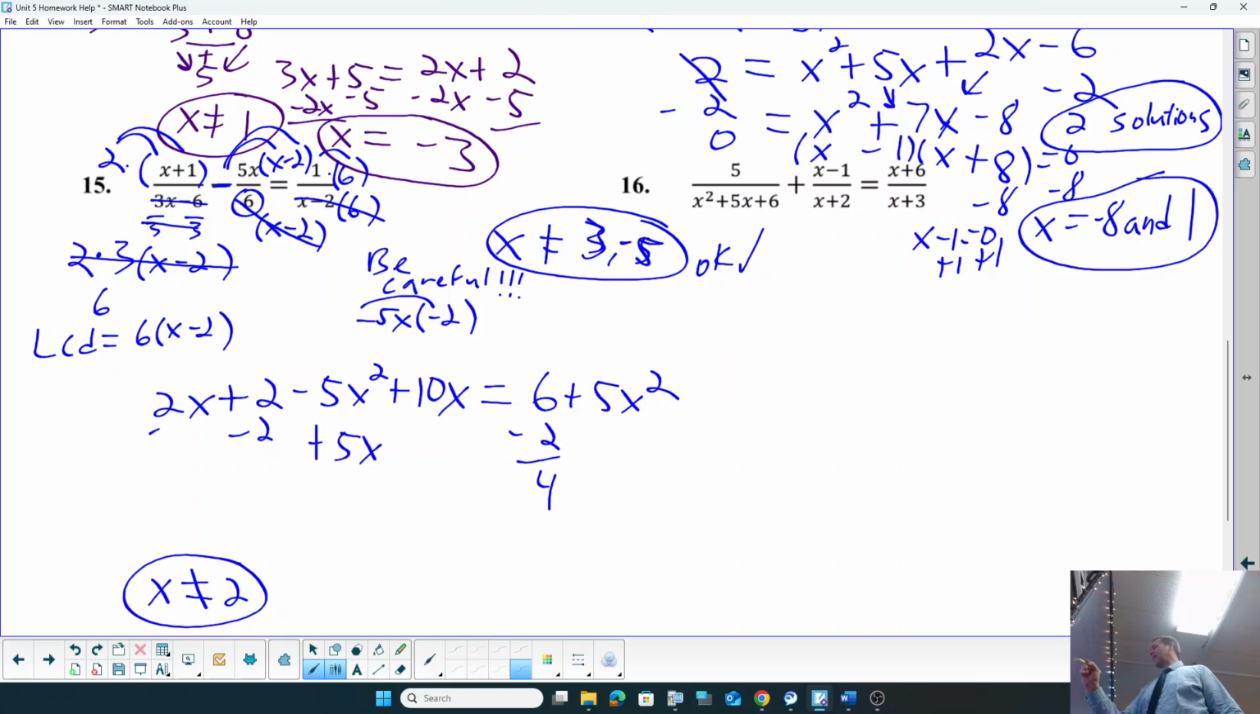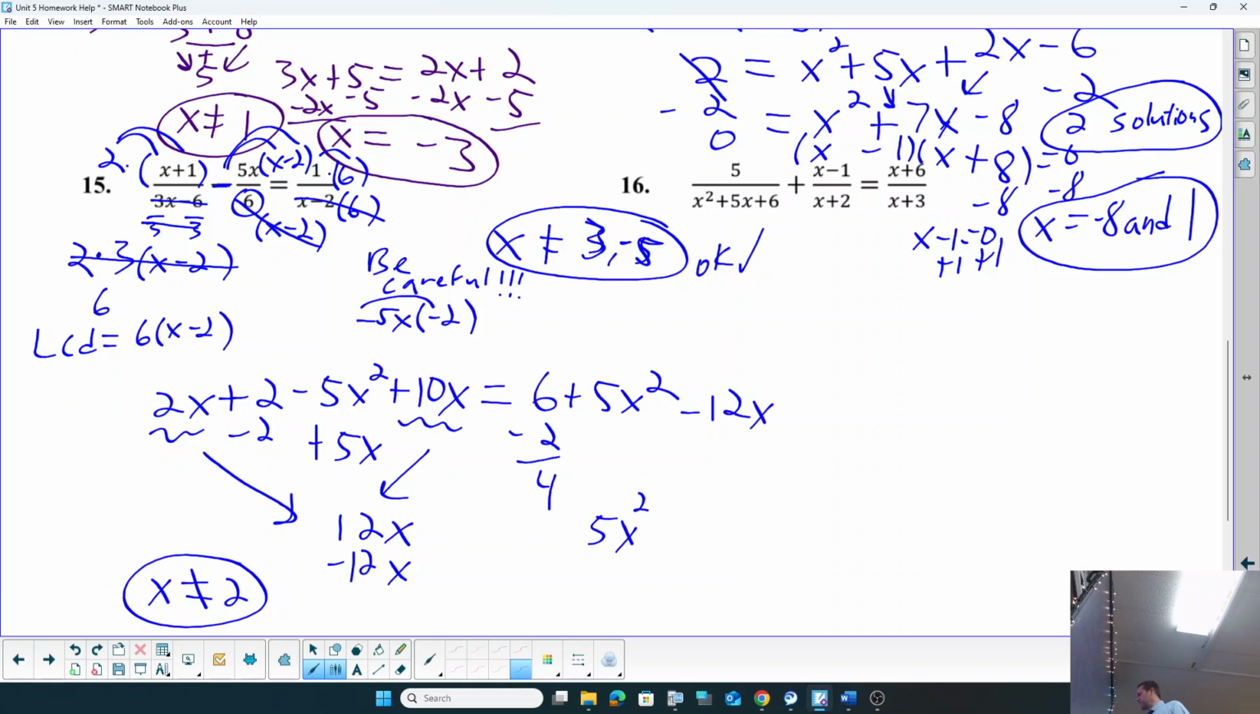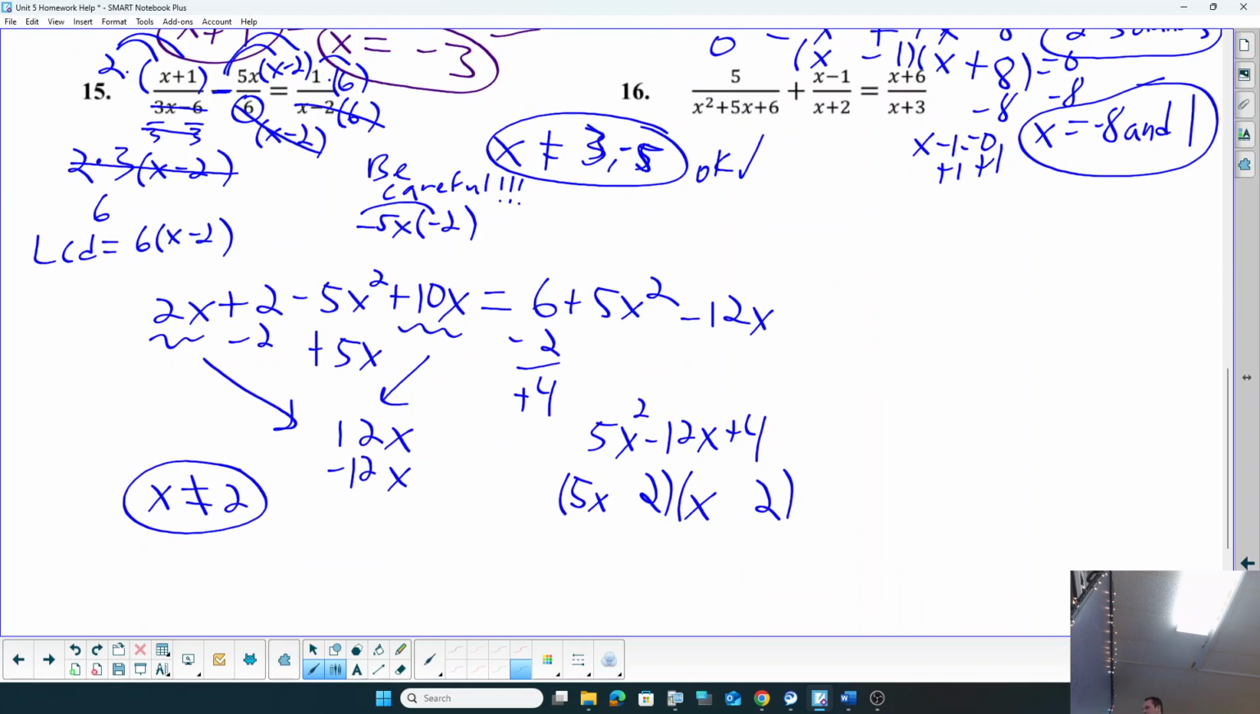And then we're going to go ahead and add 2x, and 10x is 12x, and we're going to minus it over to the other side. So when we put all this together, we have 5x squared minus 12x, and then don't forget your plus 4 there. And when we factor that, we get 5x and x. We're trying to get to 12 now. So I think 2 times 5 is 10, plus 2 is 12.